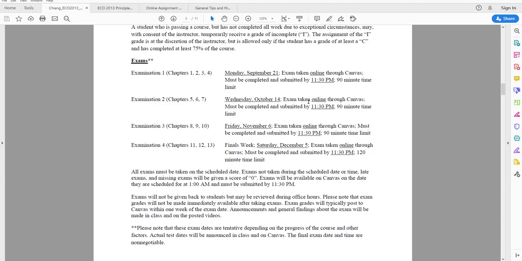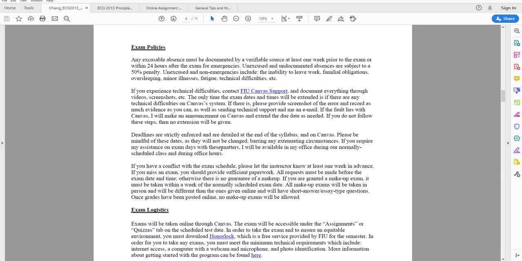Also, do be aware that exam grades are not going to be made immediately after taking exams. I typically do like to complete some type of statistical analysis on them, making sure that something's not out of the ordinary or that I haven't screwed up on one of the questions that I've made. So I typically will post exam scores about a week after you do take the exam. I will make announcements and general findings about the exam in class, on lecture videos, or just on announcements on Canvas. Exam policies, pretty standard boilerplate that we have right here.